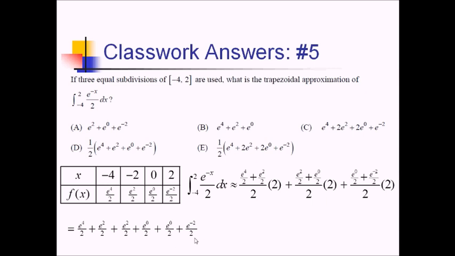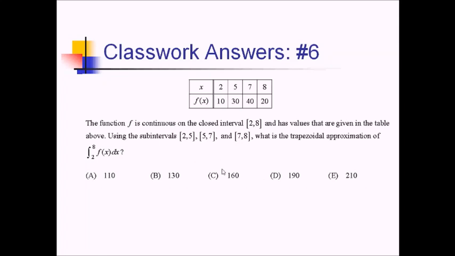So at this point, it's all about collecting terms and making it look like one of these answer choices. One thing we can definitely do is factor out a 1/2 from all of this stuff. And another thing we can do is combine some of these things. So we're going to have a 1/2 times parentheses e to the 4th plus 2 of these e squareds plus 2 of these e to the 0's plus e to the -2. And that actually is one of the answer choices. That's going to be choice E.